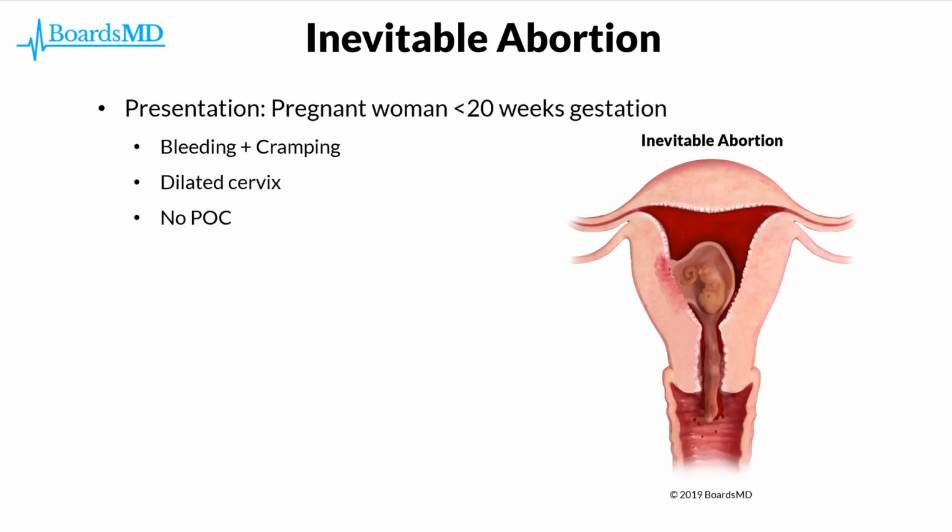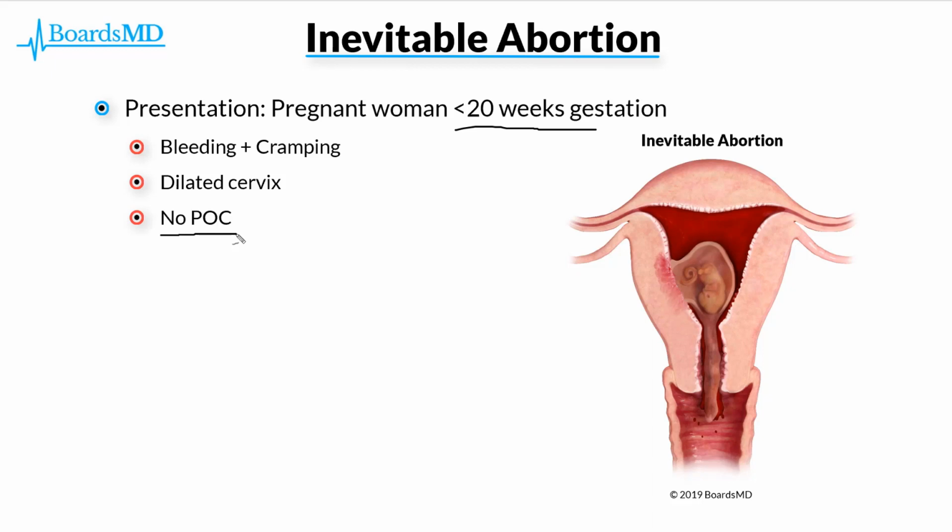This next type of spontaneous abortion is an inevitable abortion. Once again, consistent with our definition of a spontaneous abortion, this will occur in a pregnant woman who is less than 20 weeks gestation. The patient will classically present with bleeding and cramping, a dilated cervix, and once again, no products of conception in the vaginal canal.